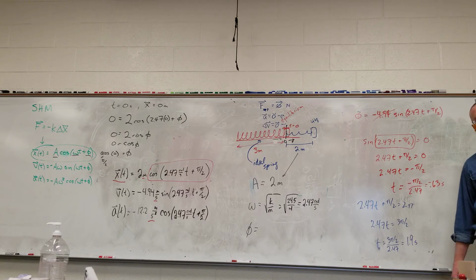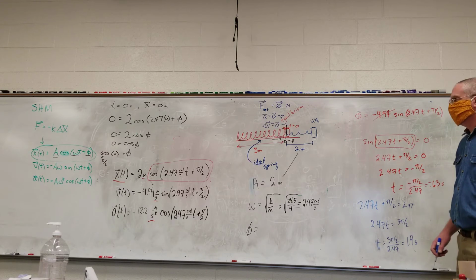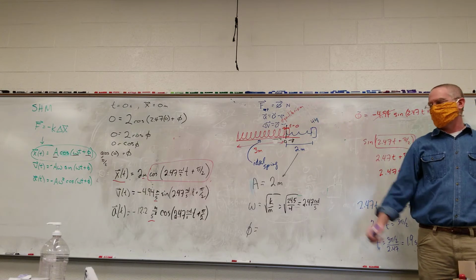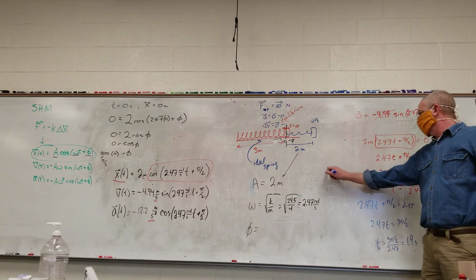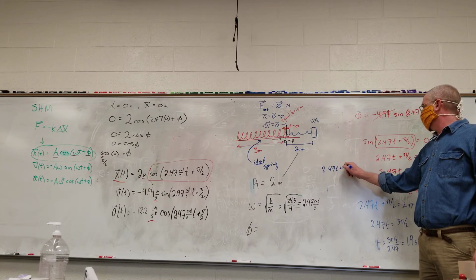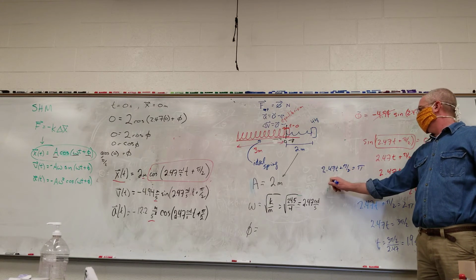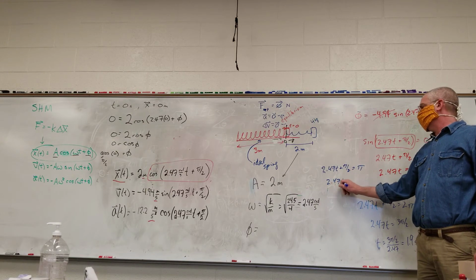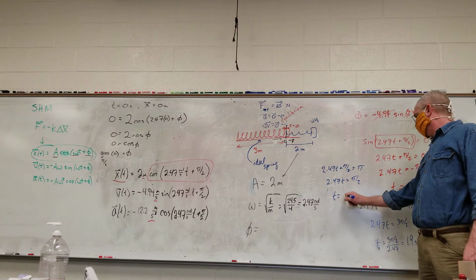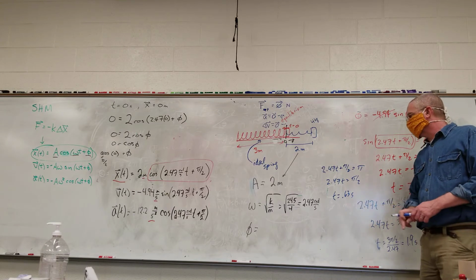What solution did you skip though? When it's equal to pi. Pi, yeah, that's the other one. Because on the unit circle, at 0 and 180 degrees, or 0 and pi, that's when the sine is equal to 0. So 2.47 t plus pi over 2 equals pi. 2.47 t equals pi over 2, and t should be positive 0.63 seconds.